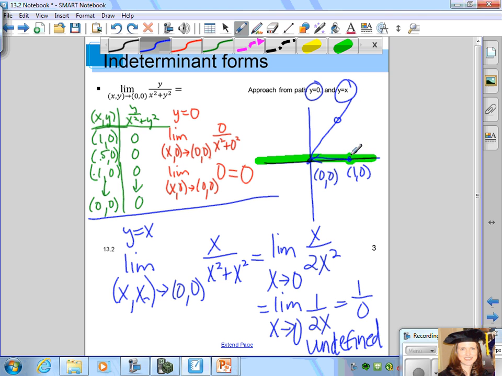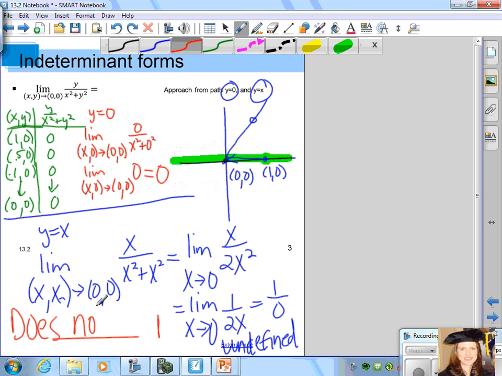So the limit going to (0, 0) along the path y equals 0 approaches 0, and the limit going to (0, 0) along the line y equals x approaches something different. One goes to 0 and one is undefined, so we can say that this limit does not exist. That would be our answer, because we found two paths that approach different values. One goes to 0 while the other one is undefined.